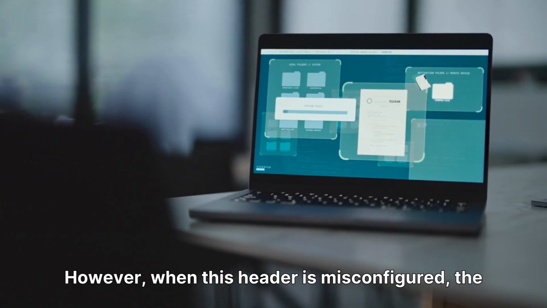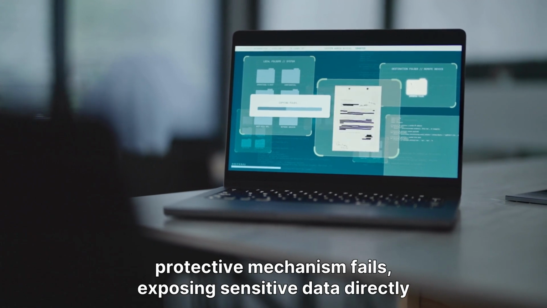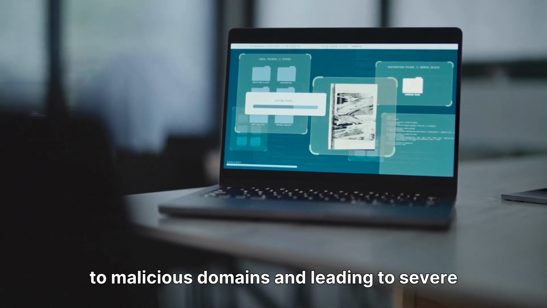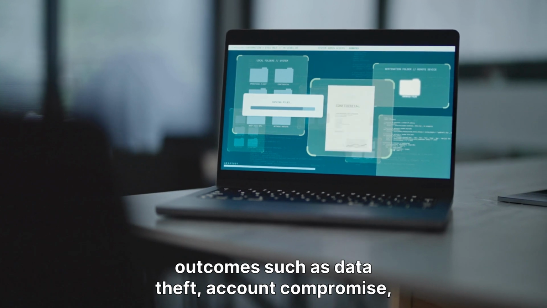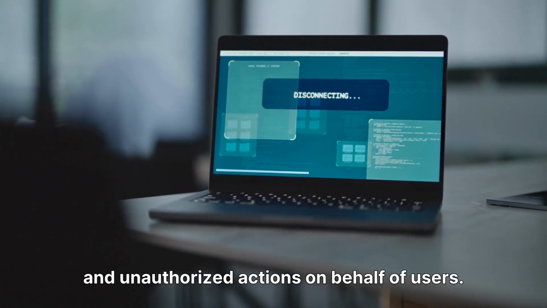However, when this header is misconfigured, the protective mechanism fails, exposing sensitive data directly to malicious domains and leading to severe outcomes such as data theft, account compromise, and unauthorized actions on behalf of users.